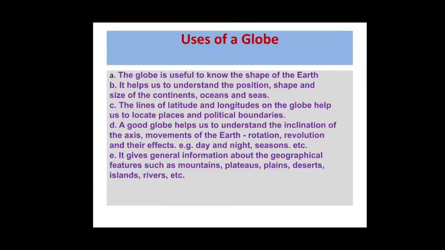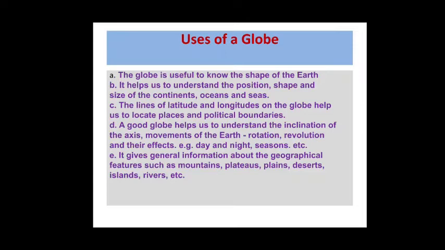So we can see on the globe the Asian continent, which is the biggest continent, and the smallest continent, Australia. All this information only the globe can give us. Oceans and seas also, and we understand all their positions and features. Next, the lines of latitude and longitude on the globe help us to locate places and political boundaries.